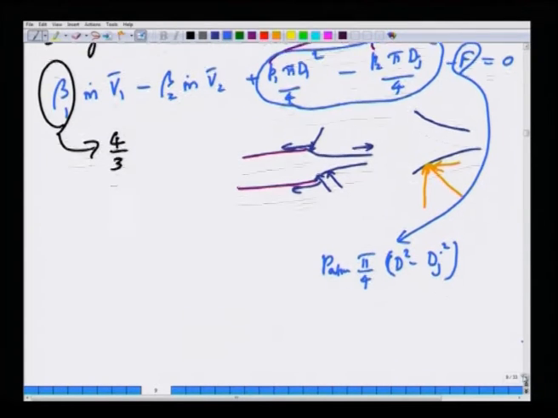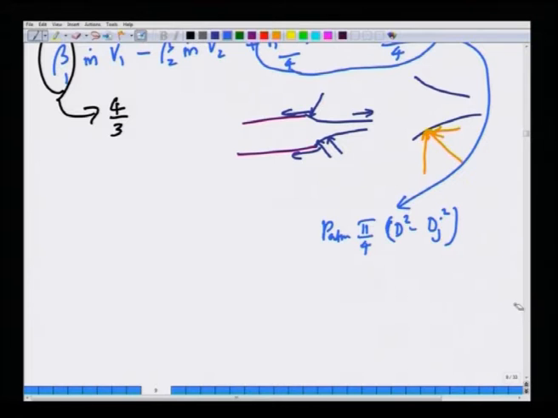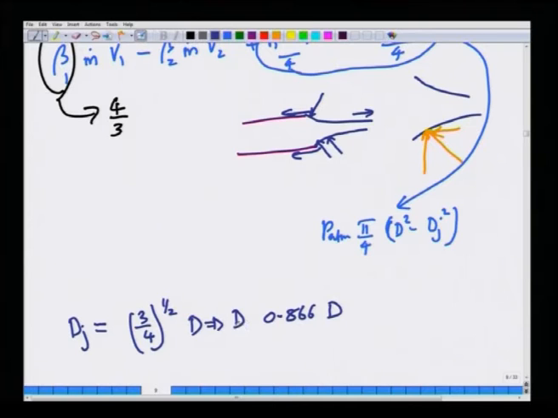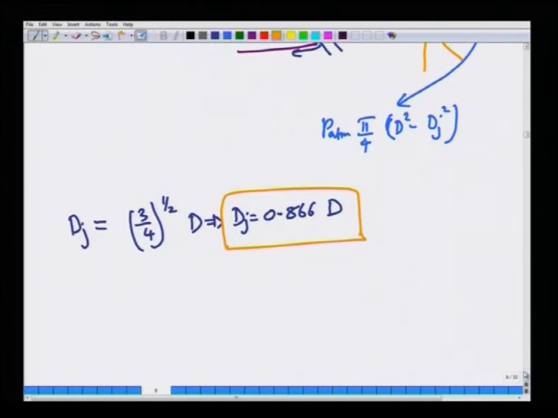So, having done that, we can now simplify the above equation again, to give dj is equal to 3 by 4 to the half d. This gives you 0.866 d. This implies dj is 0.866 d, unlike the energy balance, where we got 0.84 d. So, it appears that the results that we obtained from differential momentum balance and differential energy balance are different.